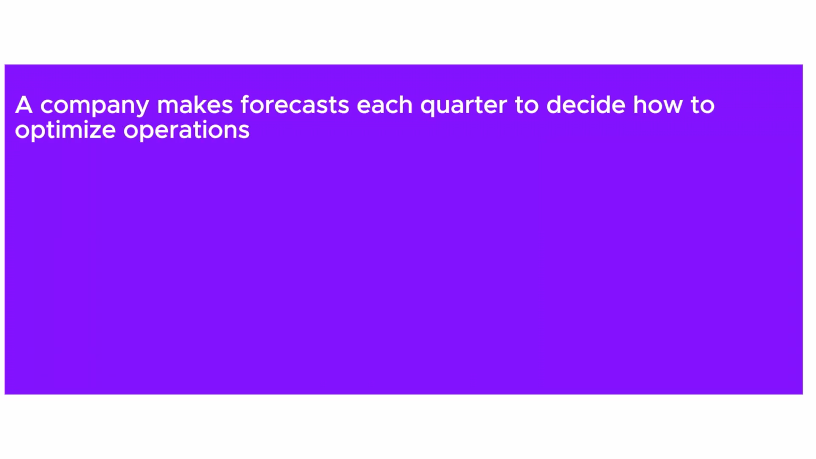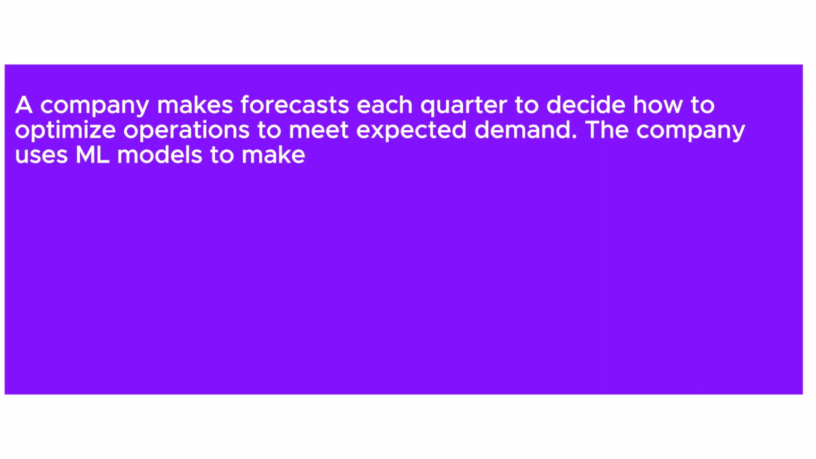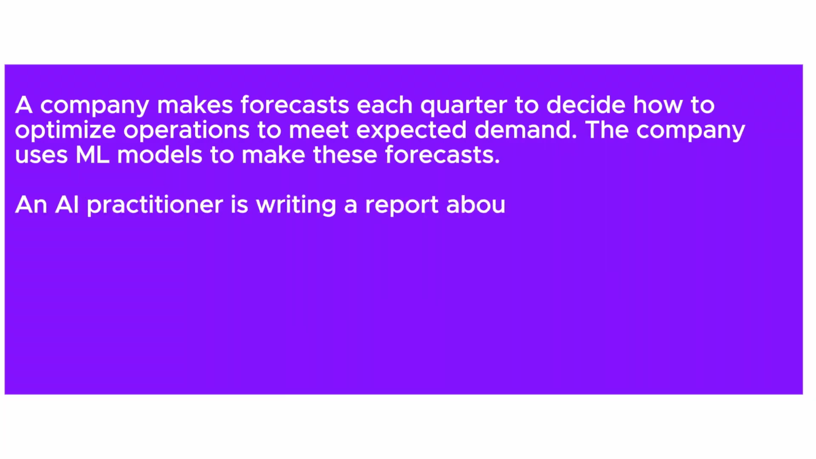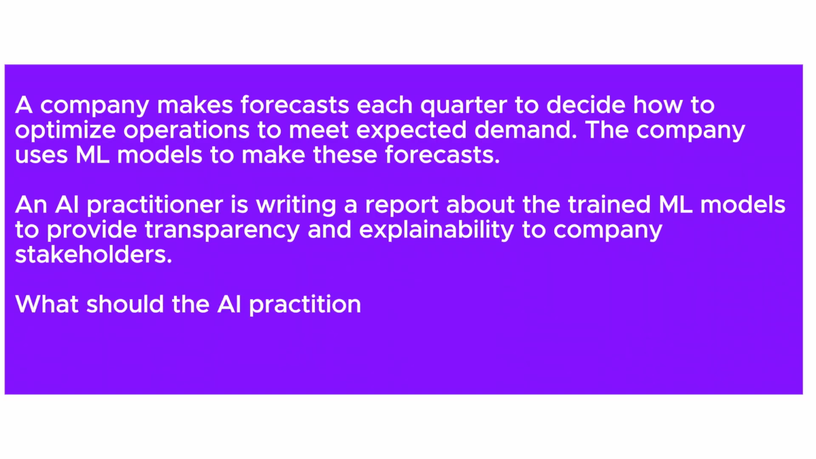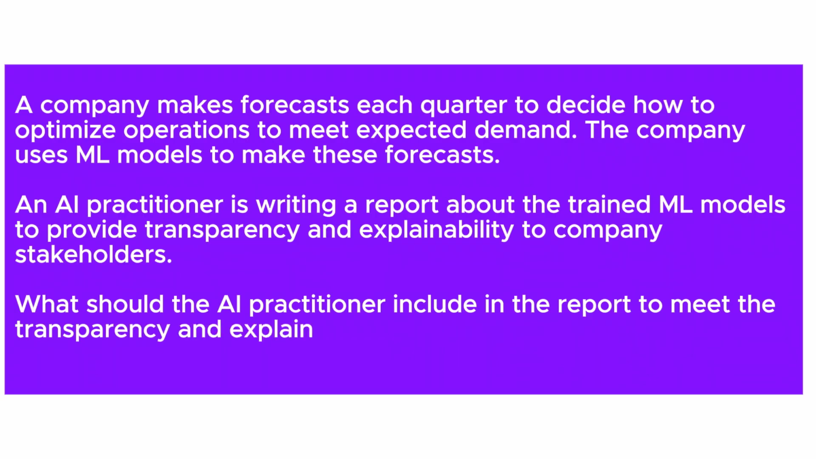A company makes forecasts each quarter to decide how to optimize operations to meet expected demand. The company uses ML models to make these forecasts. An AI practitioner is writing a report about the trained ML models to provide transparency and explainability to company stakeholders. What should the AI practitioner include in the report to meet the transparency and explainability requirements?